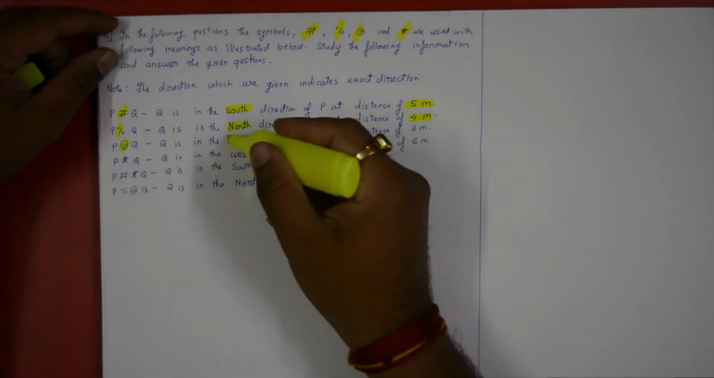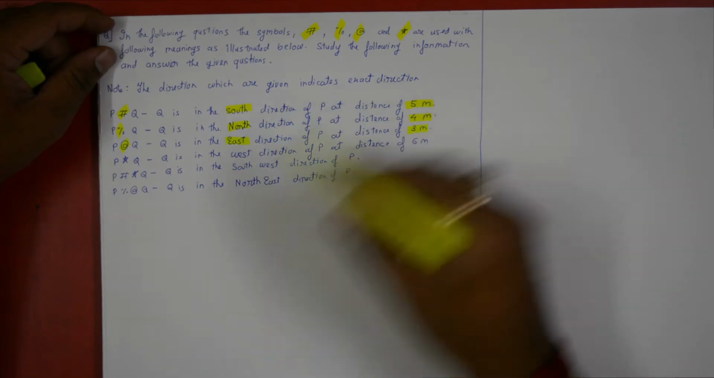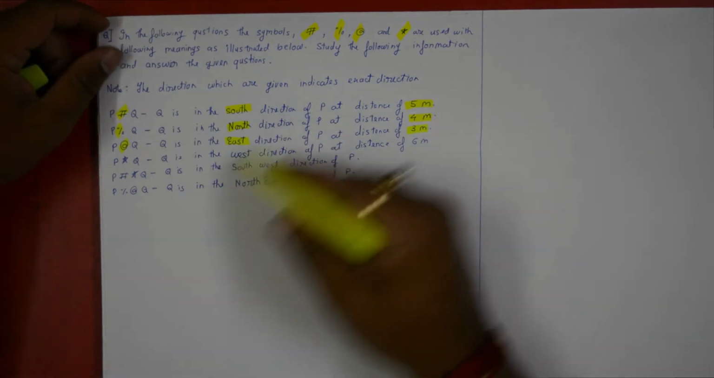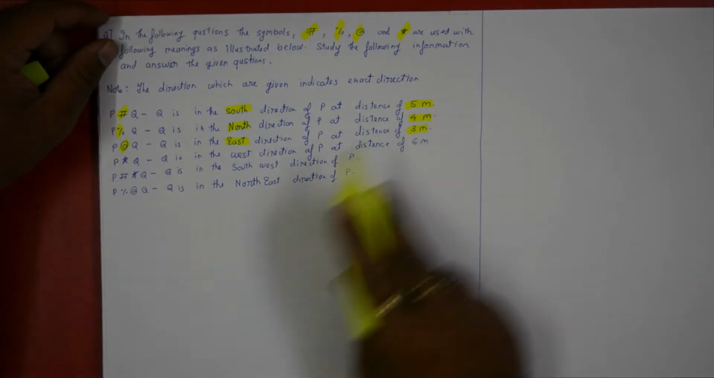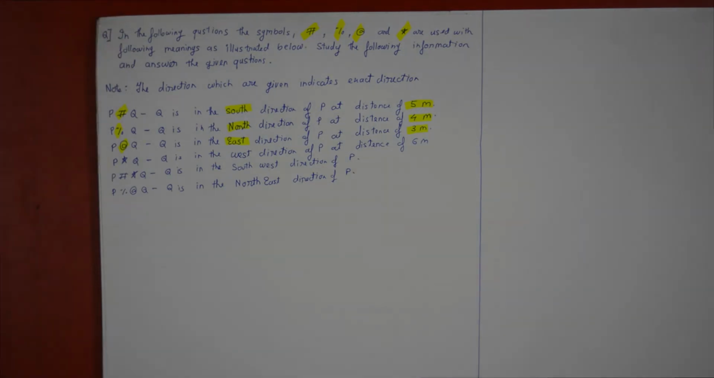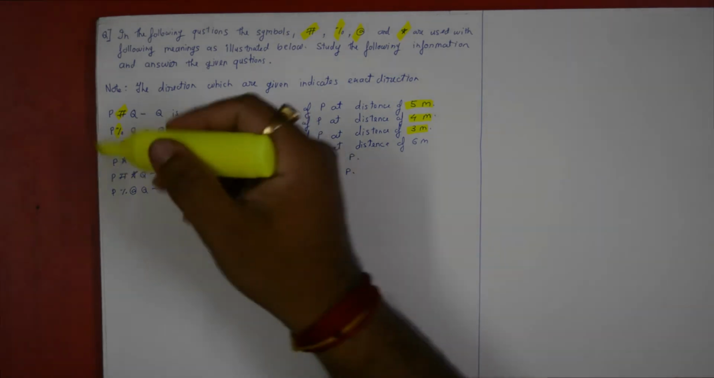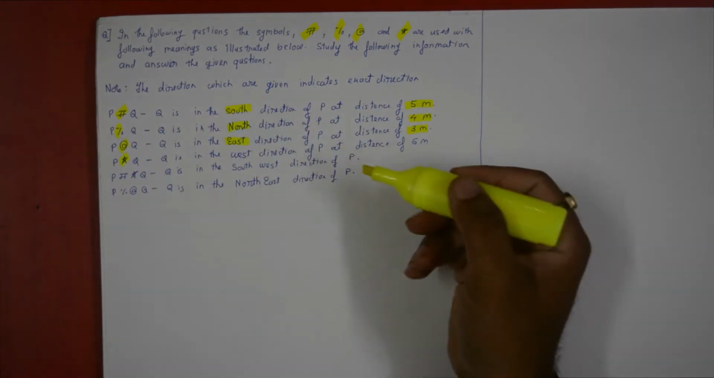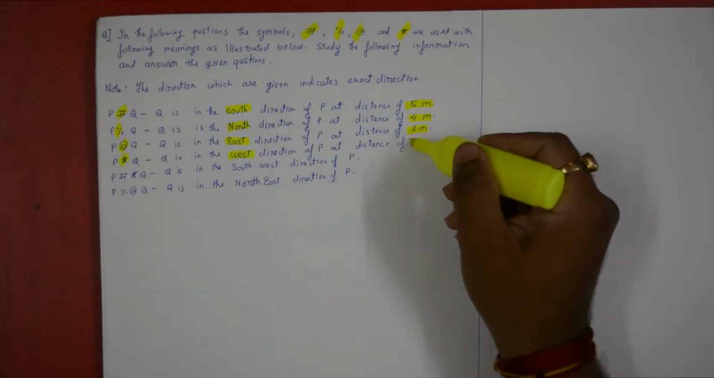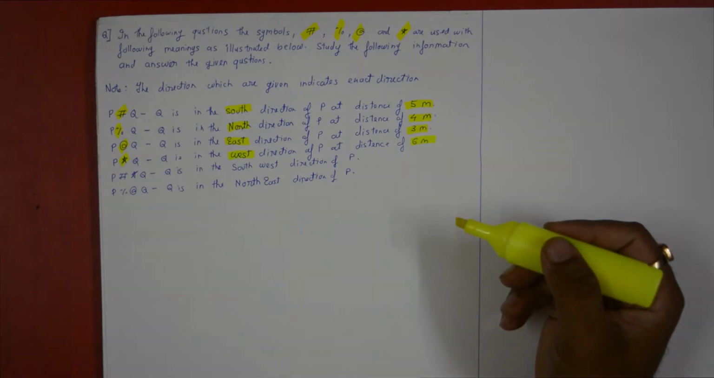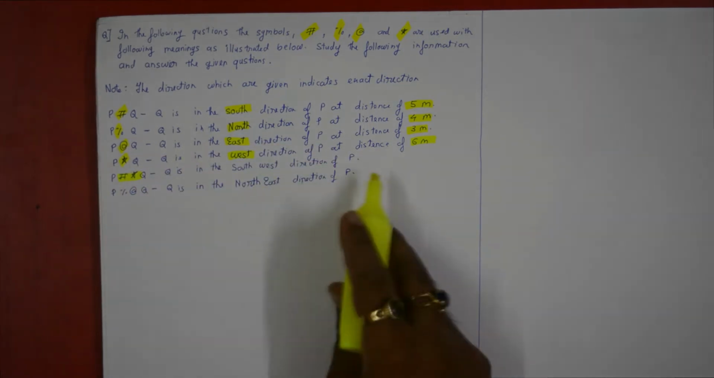At the rate is in the east direction at 3 meters. As you can observe, I am skipping the Q and the P part. I am just saying north 3 meters, south 5 meters. That way you can make the system faster and get to the understanding faster. Similarly, star indicates the west direction at a distance of 6 meters.